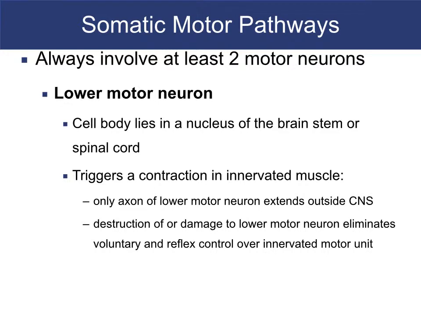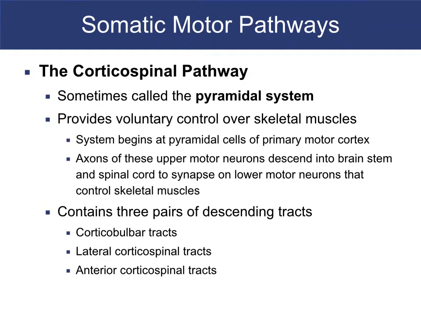So, I guess the thing that I would want you to remember is that the lower motor neuron, the cell body of that lies up in the brainstem or in the spinal cord, and it triggers the contraction of that innervated muscle. It's the one that makes the muscle contract, and it came all the way from your brainstem or your spinal cord. If the problem is with the lower motor neuron, then there is no control whatsoever. If the last neurons don't work, you have no control over anything, and that muscle is paralyzed.